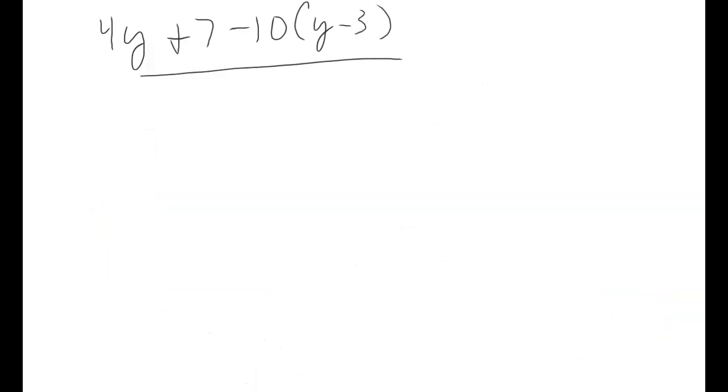4y plus 7 minus 10 parentheses y minus 3, all over 2y(y minus 3), equals 0. So all I did was rewrite everything that we had on another page a little bit neater with a common denominator, since I was adding fractions. Now, this is where the 0 becomes really cool.